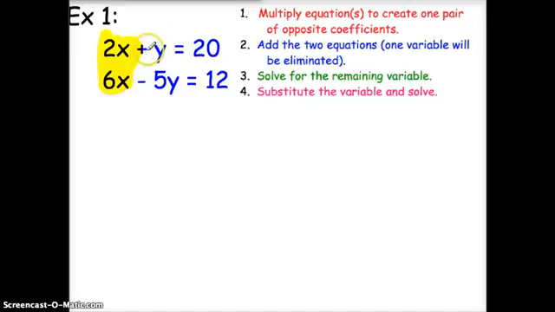Or I could have negative 5 and positive 5 with the y's. Both methods are going to work. It does not matter which you choose. To keep our numbers just a little smaller, I'm going to eliminate the x's. I've already got one equation with 6x. I just need the other equation to be a negative 6x. So to do that, I'm going to multiply both sides of my equation by a negative 3.